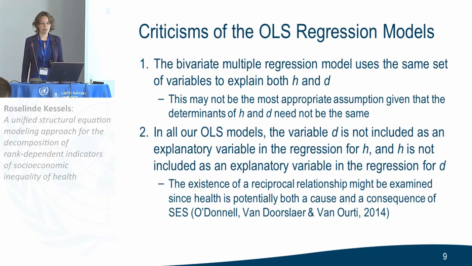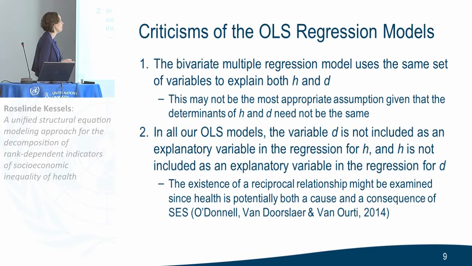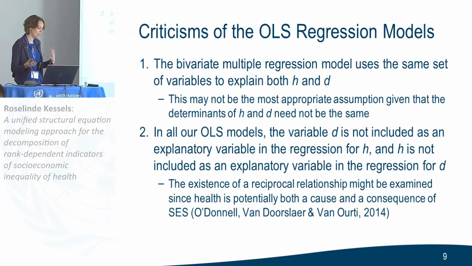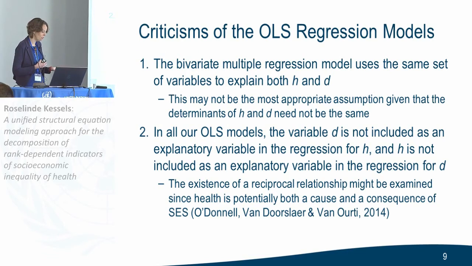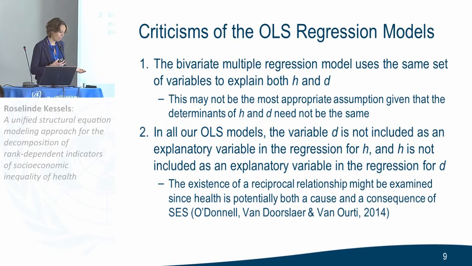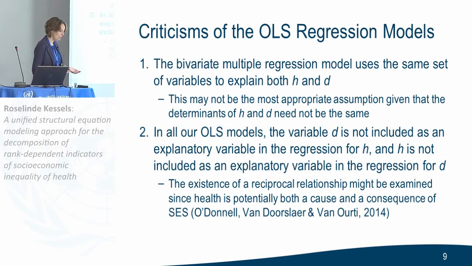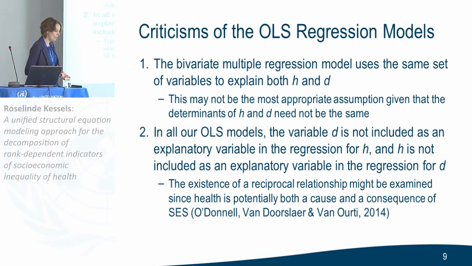Whereas, actually, in empirical work, it might be the case that health is potentially both a cause and a consequence of socioeconomic status, of our socioeconomic status variable D. So it might be that there is some feedback mechanism, a reciprocal relationship between the two variables. But still, we did not include in any of our regressions any of the variables that are part of the GC as regressors.